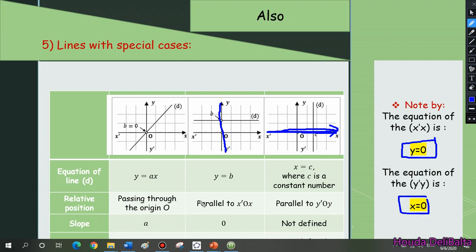So to sum up, let's make a relation. The line that is parallel to the x-axis has the form of y equals a constant number, while the x-axis itself is y equals 0. The line parallel to the y-axis has the form of x equals a constant, while the y-axis itself has the form of x equals 0. So what differs is only that for the x-axis and the y-axis we have 0. For those parallel to them we have constants.